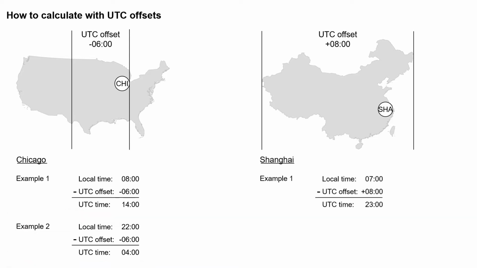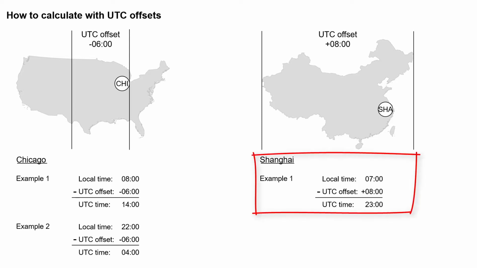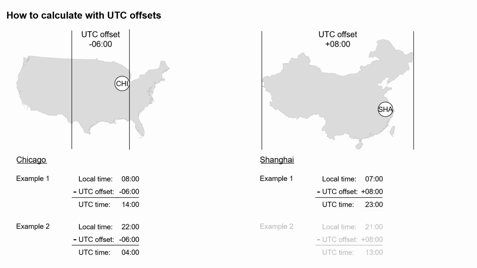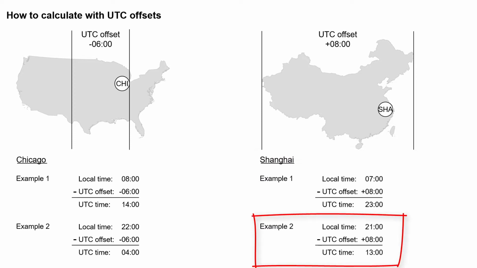The same calculation for Shanghai reveals the following. 7 o'clock local time is equal to 2300 UTC considering the offset of plus 8 hours. And 2100 local time converts to 1300 UTC time. In case UTC times are given and we're interested in the corresponding local time, calculations obviously work in the opposite direction. Thus, we need to add the UTC offset to the UTC time to get the local time as a result.